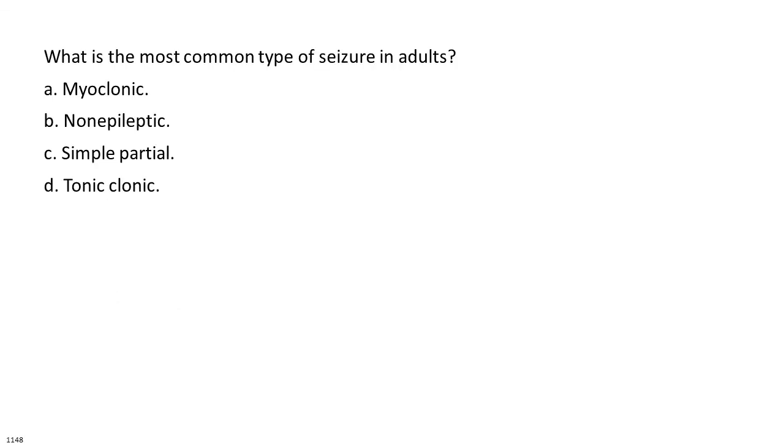What is the most common type of seizure in adults? A. Myoclonic. B. Nonpoleptic. C. Simple partial. D. Tonic-clonic.